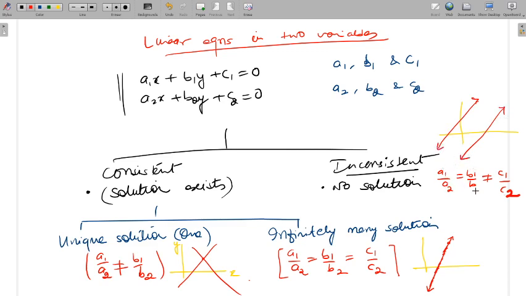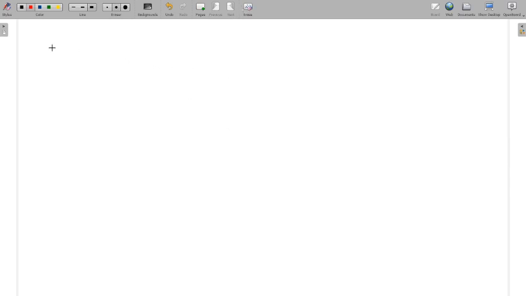a1 upon a2 would be equal to b1 upon b2, and that would not be equal to c1 upon c2. So let us see this entire concept with help of some examples. Okay, so let me erase it first. Examples: if I have say these two lines, x minus y plus 3 is equal to 0 and other is 2x plus y is equal to 1, like this. So tell me, if the lines are intersecting, if the lines are parallel, or the lines are overlapping, the lines are identical. So let us see.